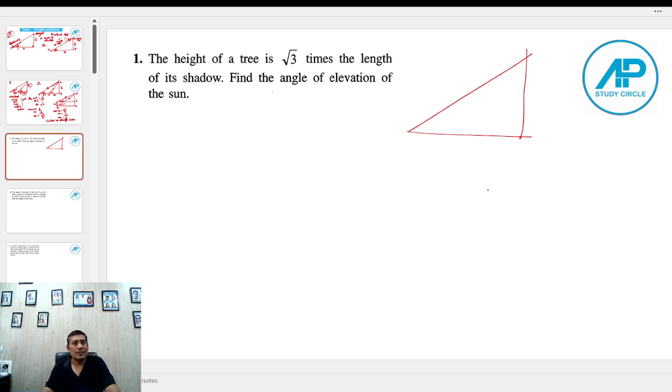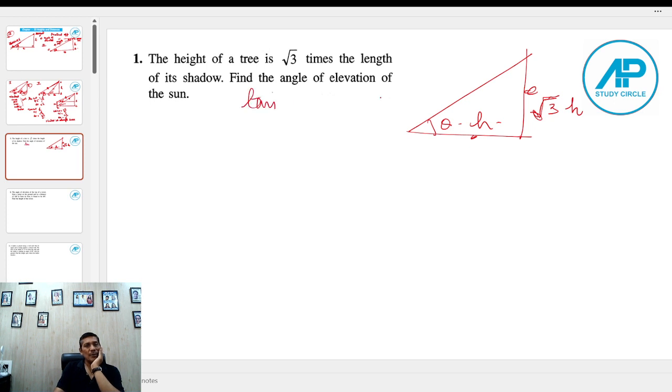So you can see that the height of shadow and height of tree. So we are getting a relation between the perpendicular and the base. The height of tree is root 3 times the value of the length of shadow. तो आप shadow को h मान लीजिए और hypotenuse को root 3 h मान लीजिए. ये angle theta है. So what do we have here?